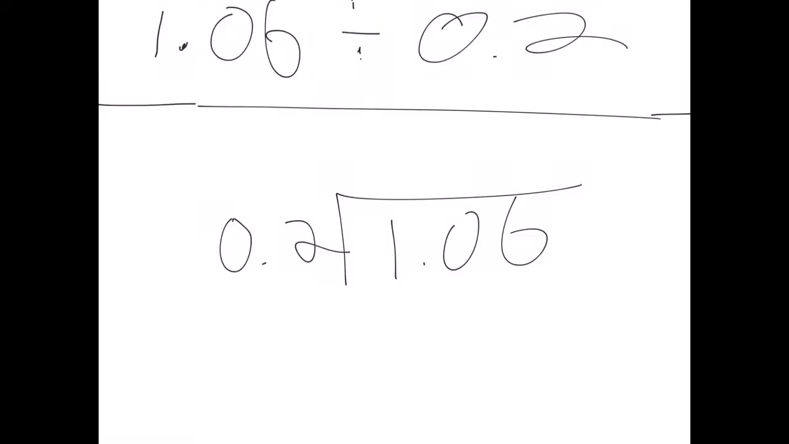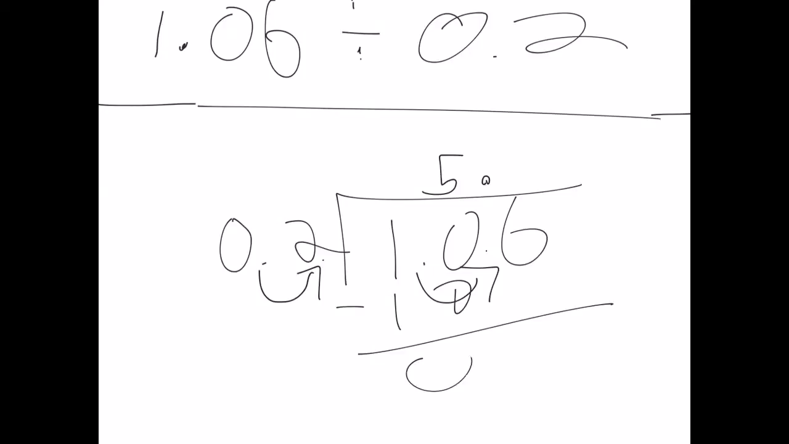0.2 divided by 1.06. Move the decimal over 1 on both sides and bring it straight up. 2 can go into 10 evenly 5 times. 5 times 2 is 10, 0. Bring down the 6. 2 can go into 6 3 times evenly. My final answer is 5.3.